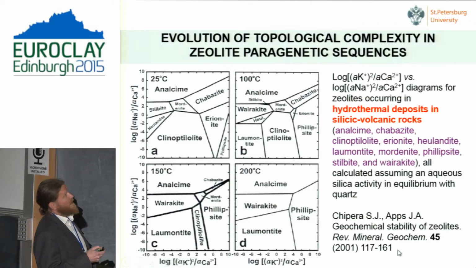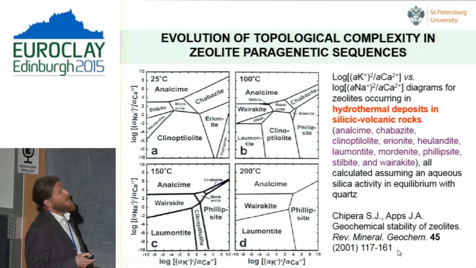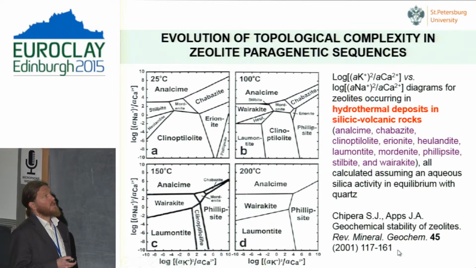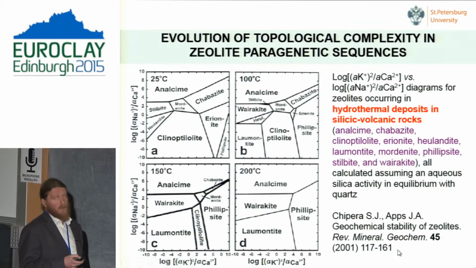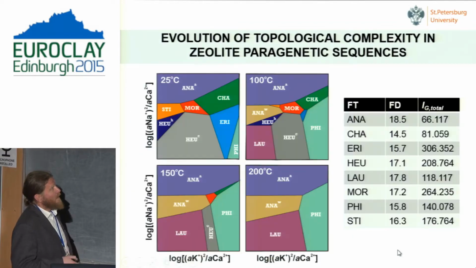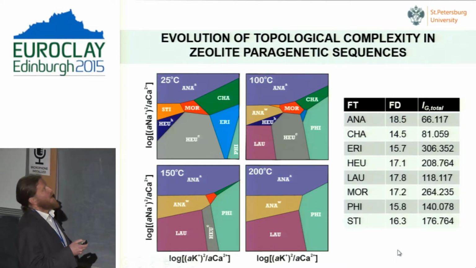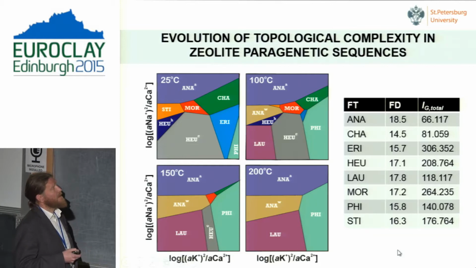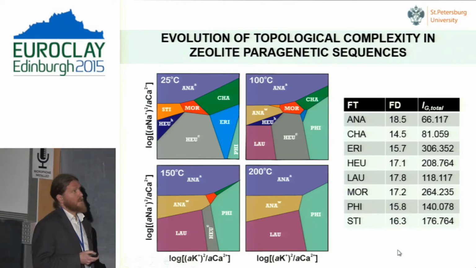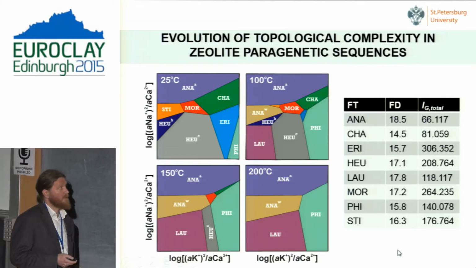So, for example, here you see 4 phase diagrams for different temperatures for zeolites which occur in hydrothermal deposits in silicic volcanic rocks. And they took into account analcime, chabazite, clinoptilolite, so quite a number of different zeolites. We can now look at the topological complexity of all these zeolites. So here in the respective fields written are the types of frameworks which occur in particular zeolites. And these are the topological complexity parameters of these frameworks.